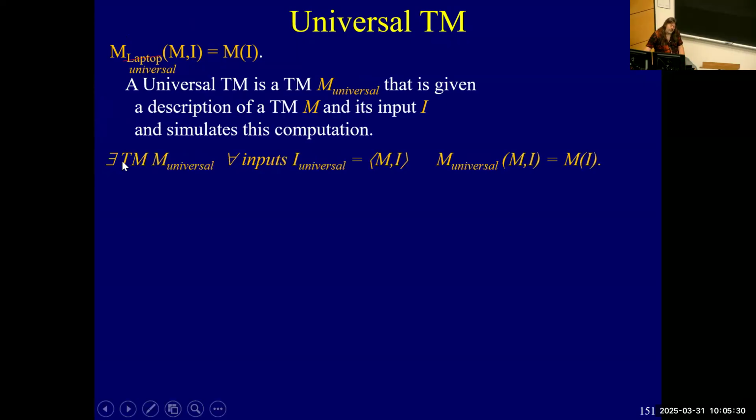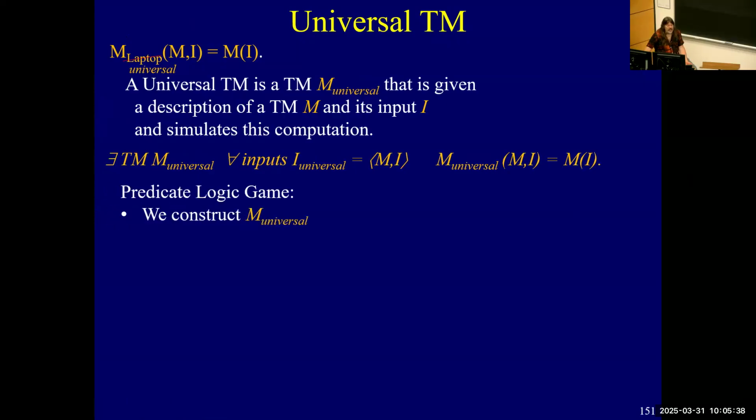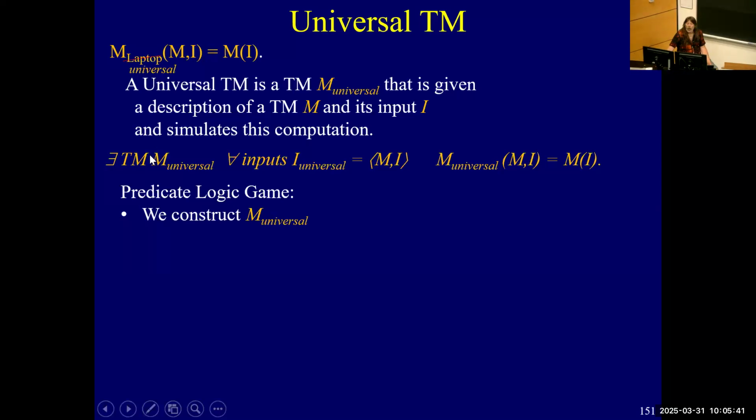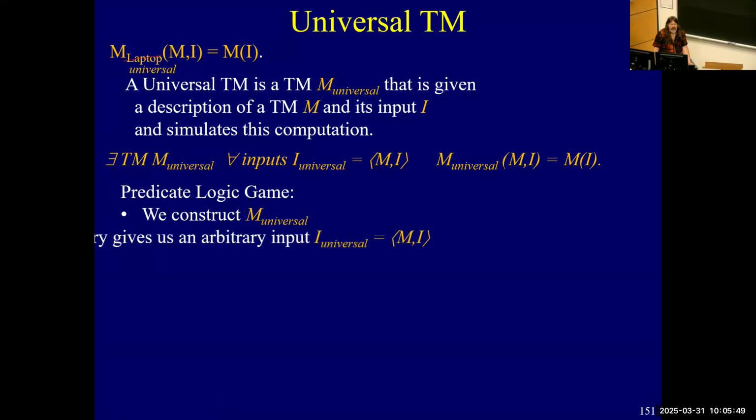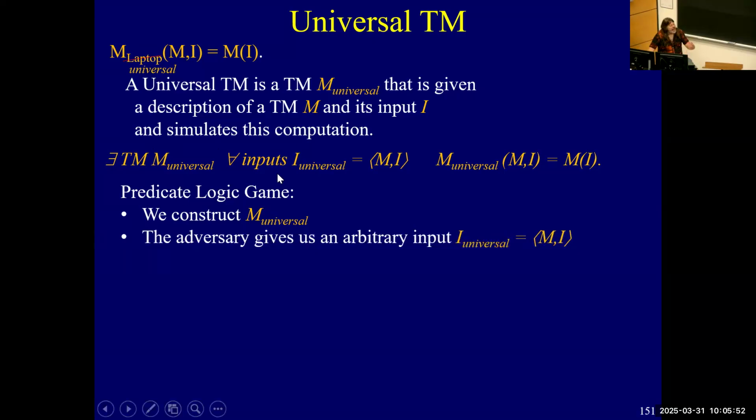And so here's the statement, right? We're doing first order logic. What are we saying? If you play the game, we're saying there exists one Turing machine, right? How do you define a Turing machine? You tell me what the states are and what the state transitions are. And then the adversary gives you as input to your Turing machine the description of another Turing machine, right?